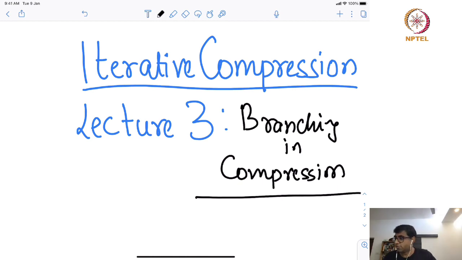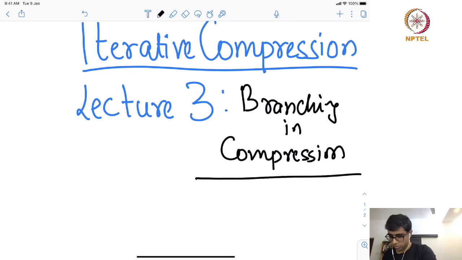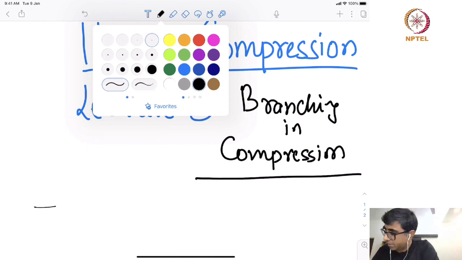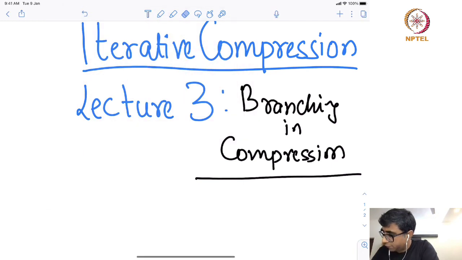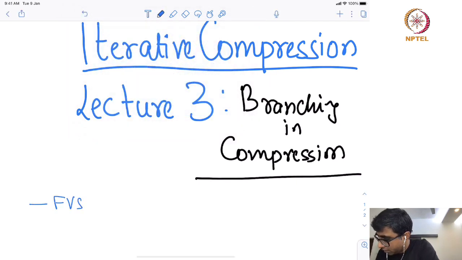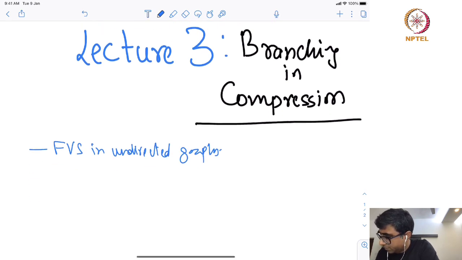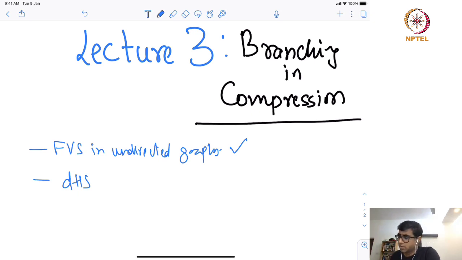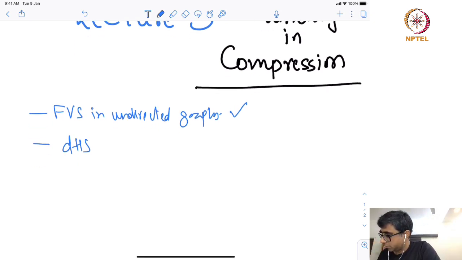Welcome to the third lecture on iterative compression, and the third lecture will be about branching in compression. Based on how much time we have, we will definitely look at an algorithm for feedback vertex set (FVS) in undirected graphs, and if we have time, we will look at 3-Hitting Set. But let us try to do feedback vertex set in undirected graphs, and this is about how we can do branching in compression.